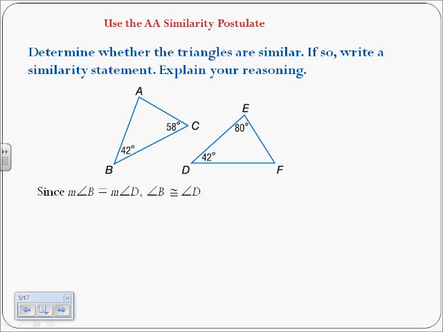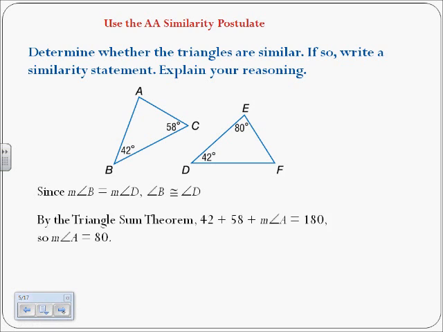Question says, determine whether the triangles are similar. If so, write a similarity statement. Explain your reasoning. So we have the two triangles ABC and DEF, and it states since B is congruent to D, since the measures are equal, they're congruent to each other. And by the triangle sum theorem, 42 plus 58 plus A is equal to 180. That means that angle A is also 80, which means then that if A is 80 and E is 80, then A is congruent to E.